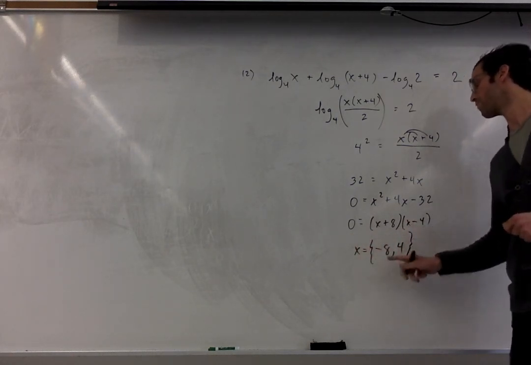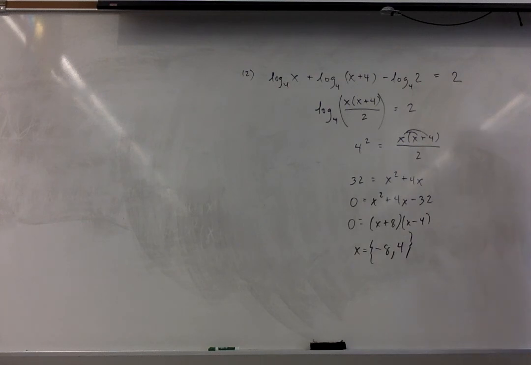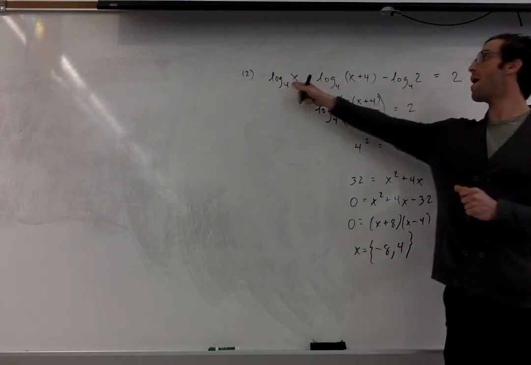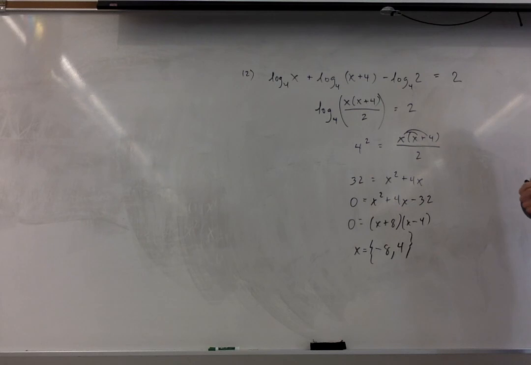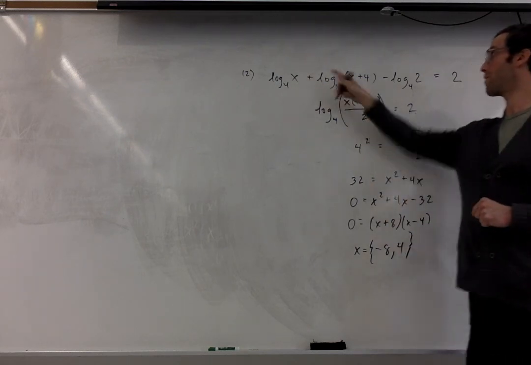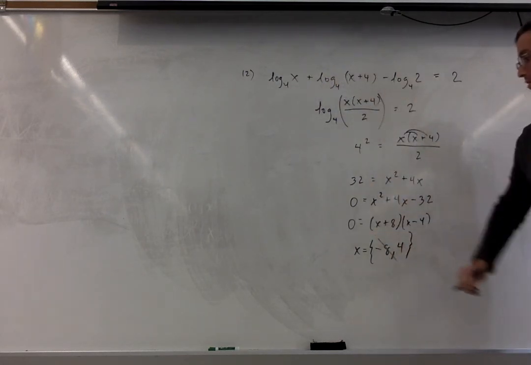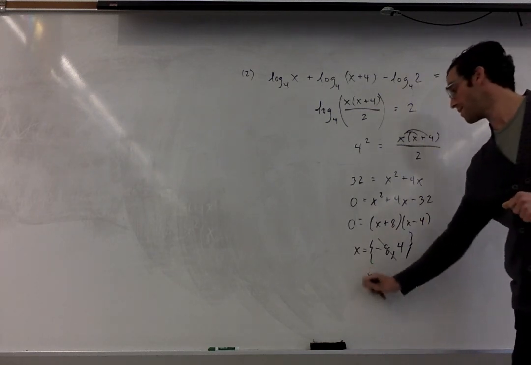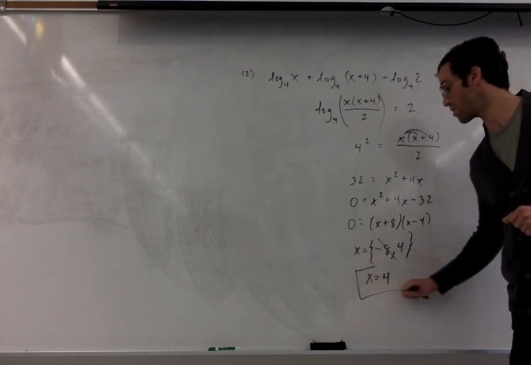However, one of these does not make sense, right? The argument has to be a positive number in a logarithm. So negative 8 is not going to work. If you check the work there, this is not going to work. It's called an extraneous solution. So x equals 4 is the only solution to this equation.